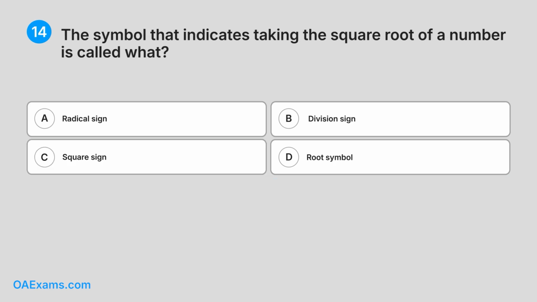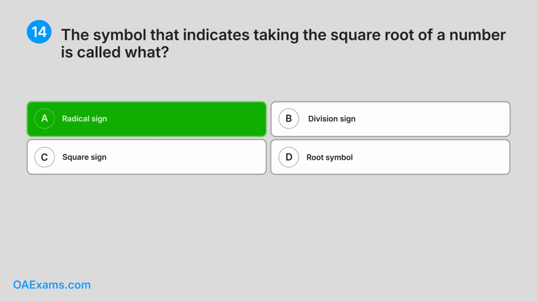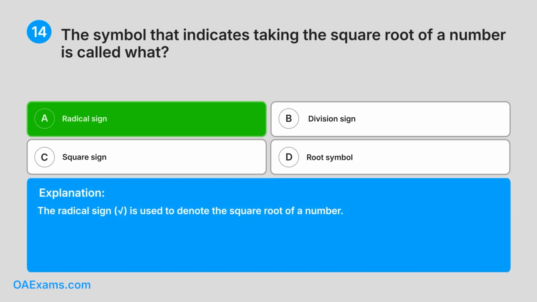14. The symbol that indicates taking the square root of a number is called what? A. Radical sign. B. Division sign. C. Square sign. D. Root symbol. What do you think is the answer? Correct answer. A. Radical sign. Explanation. The radical sign is used to denote the square root of a number.